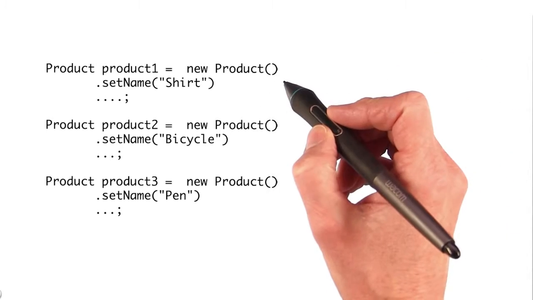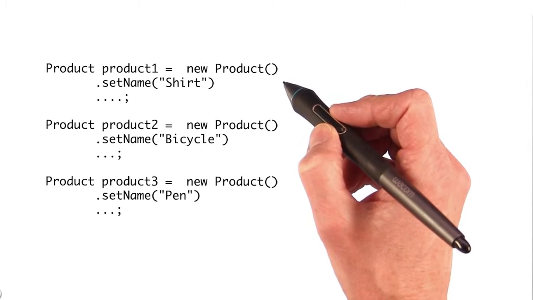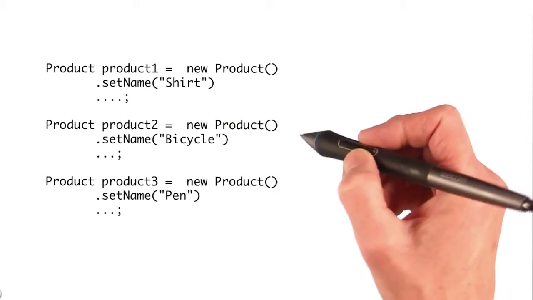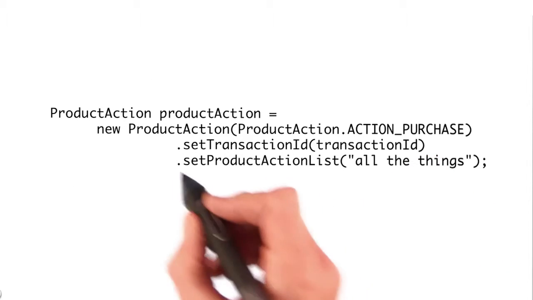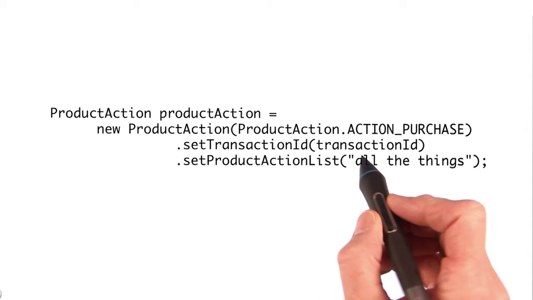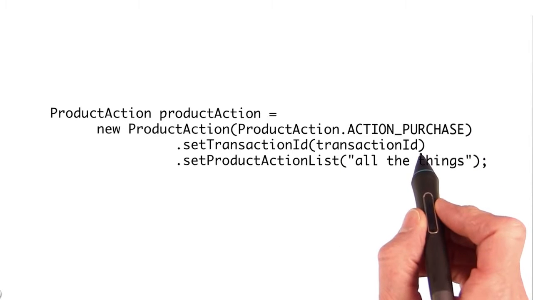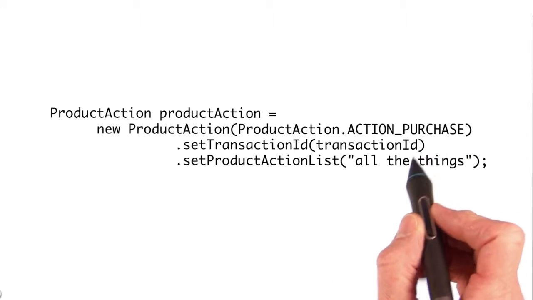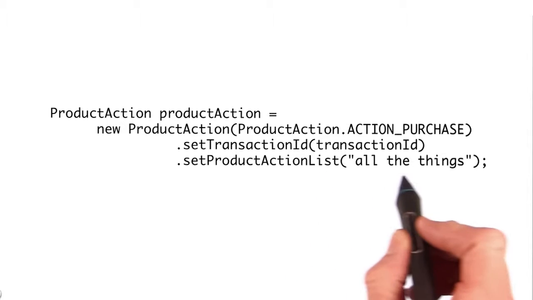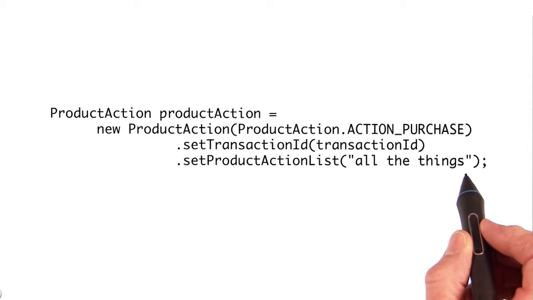So I'll create a product object for each product in the cart, set the name, set all the other details, and so on. Then you create the product action. You set the action to action_purchase, set the transaction ID, and then you can optionally set a product action list if you want to group all the products into a list. You don't have to do that though.